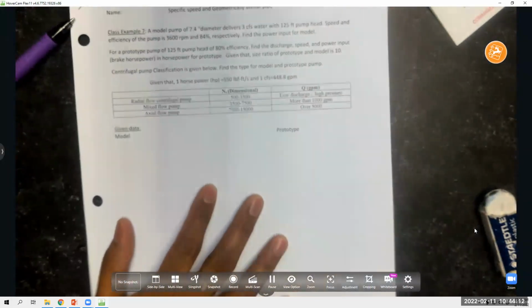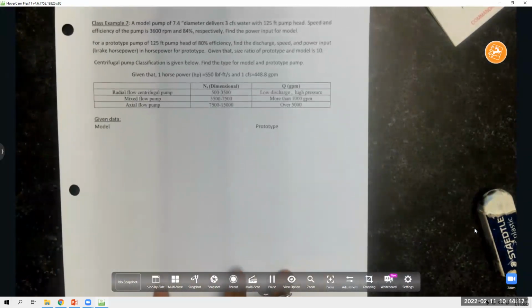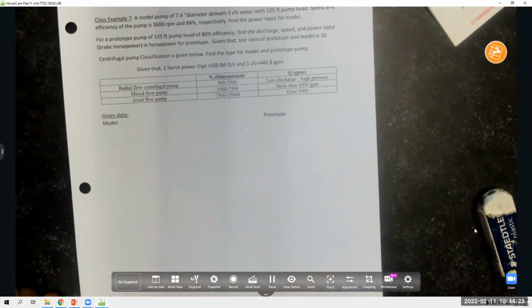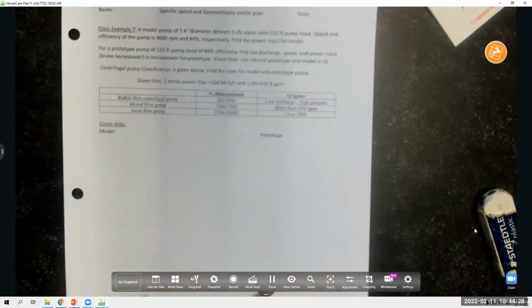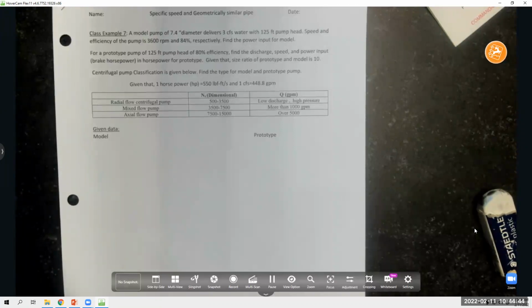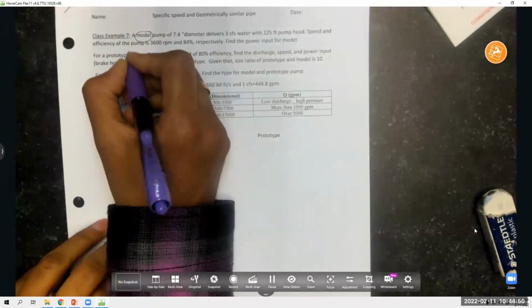What is the next part of this question? Okay. And then you have the centrifugal pump classification, and they are asking you to find the model and prototype. Now tell me, before I start working on anything, how many pumps we are dealing with here? 2. One is model and one is prototype.